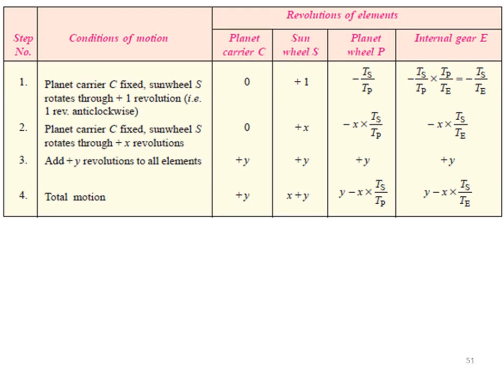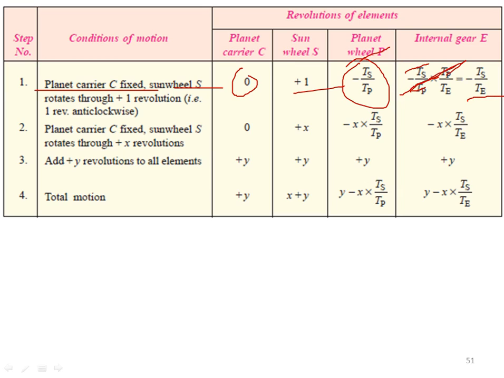So here we consider again the arm as fixed, that is the planet carrier C, and give +1 revolution to the sun wheel. So same condition. So arm C again becomes 0 and sun wheel is given +1 revolution, and all other things will be in the opposite direction. So the planet will be sun to the planet, so minus Ts by Tp, and the internal gear E outside will be Ts by Tp into Tp by T. So Tp and Tp get cancelled. So we'll have minus Ts by T, same thing.